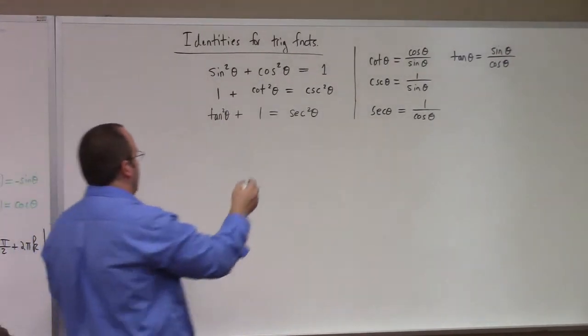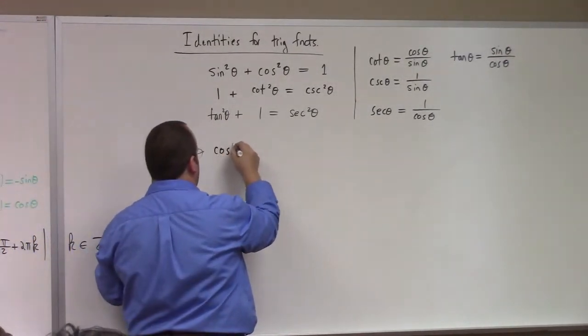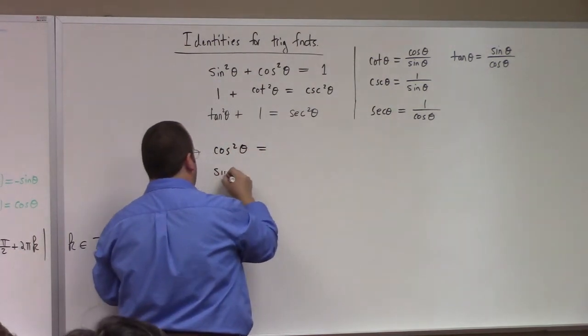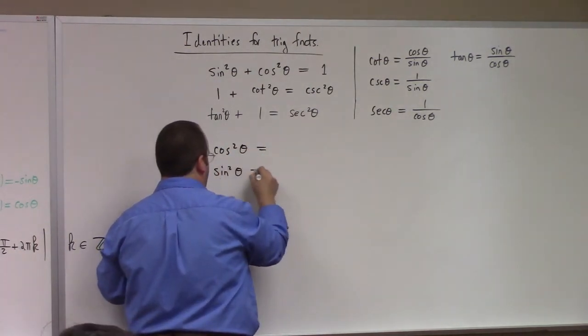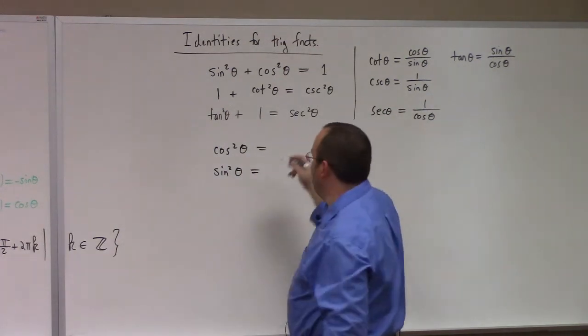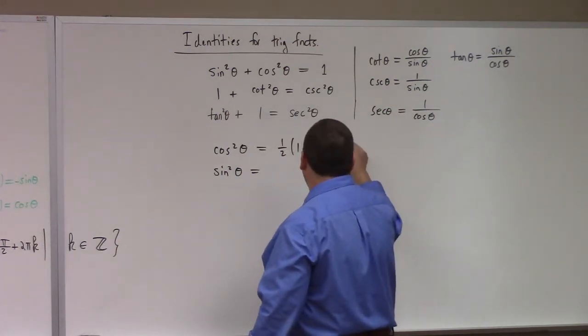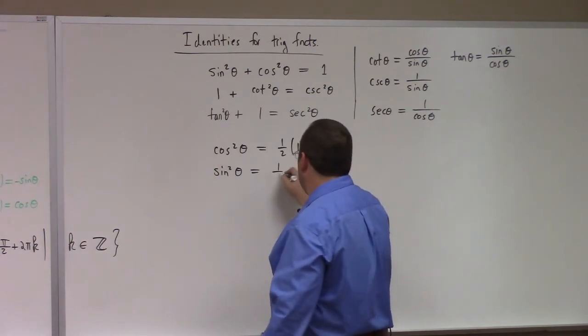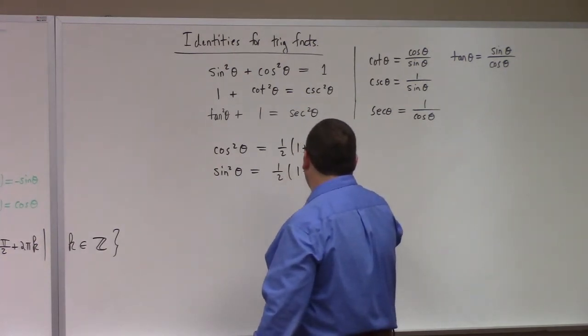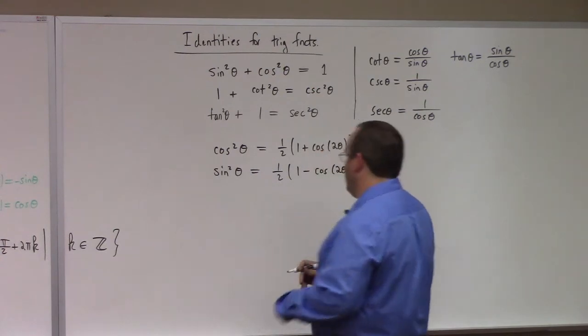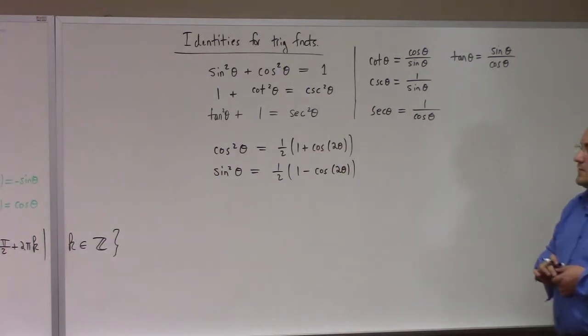The sine of 2 theta, right? How about cosine squared theta, what is it in terms of 2 theta? It's 1/2 times 1 plus cosine 2 theta, right? This is the half angle identity. Sine squared theta is 1/2 times 1 minus the cosine of 2 theta. These are pretty well-known trig identities.